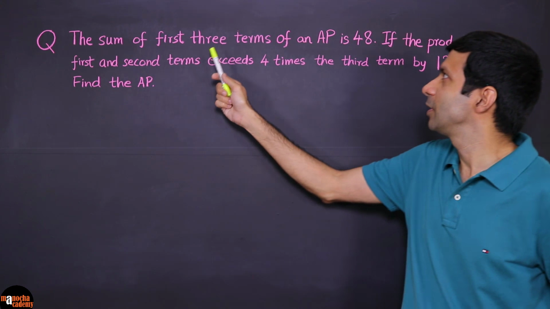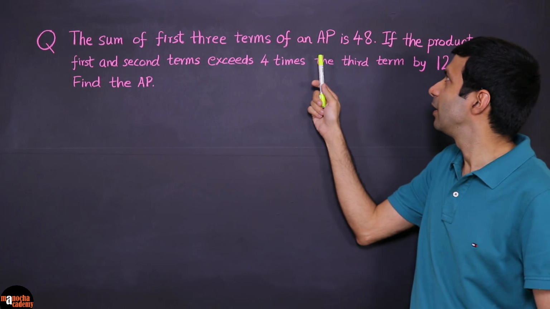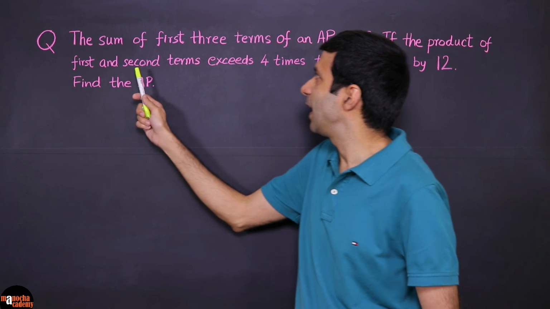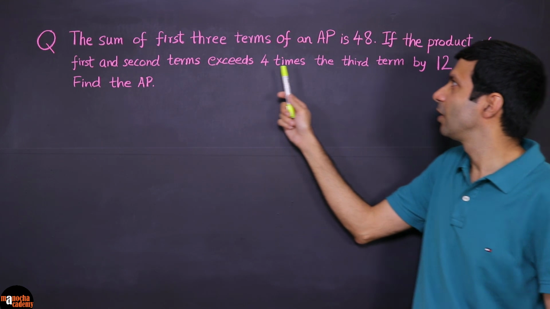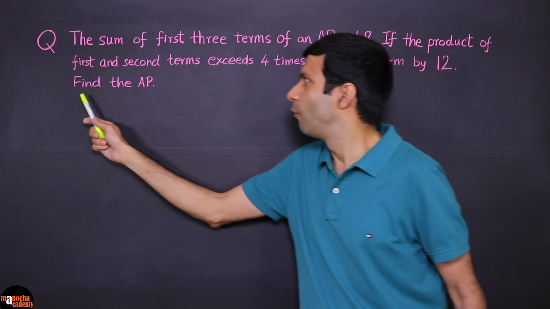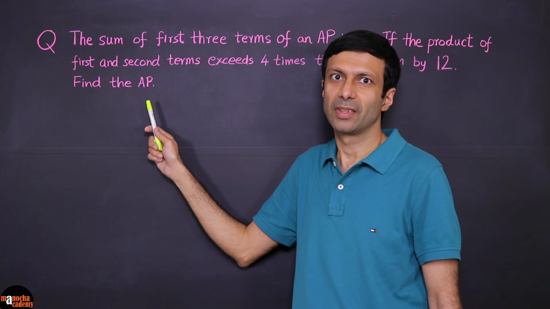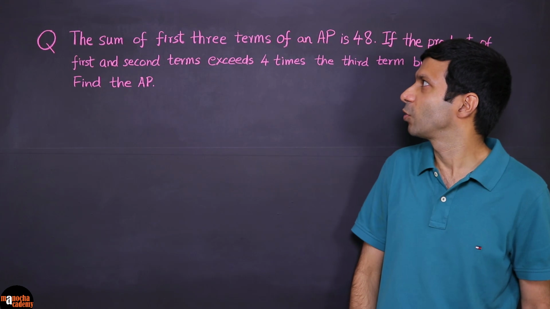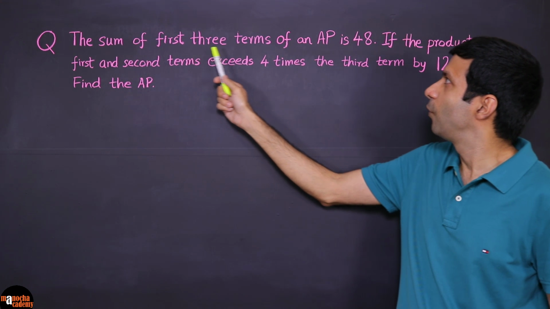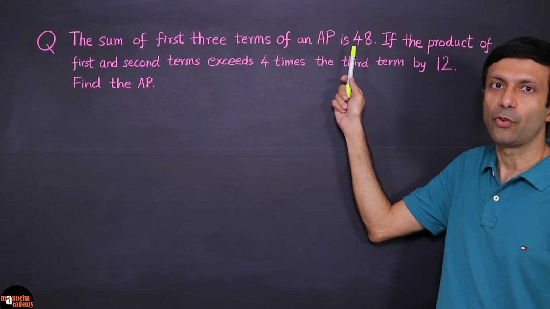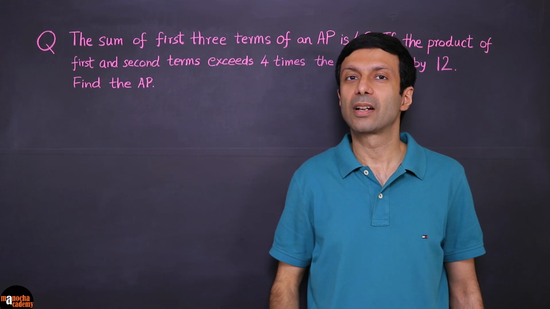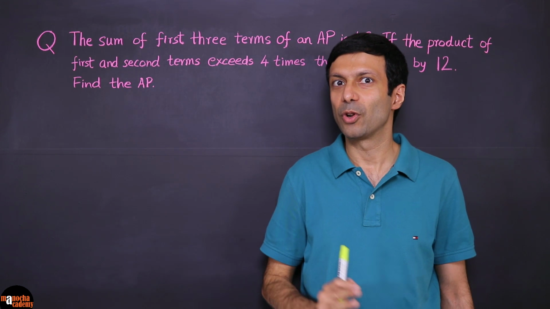The sum of first 3 terms of an AP is 48 if the product of first and second terms exceeds 4 times the third term by 12. Find the AP. Okay, so how do we solve this question? We've been given that the sum of the first 3 terms of an AP is 48. And remember, as we learnt, what is the convenient terms that we can take here for 3 terms?